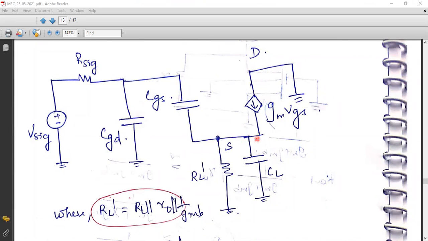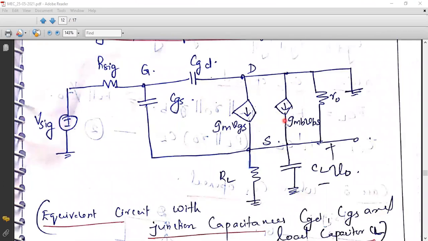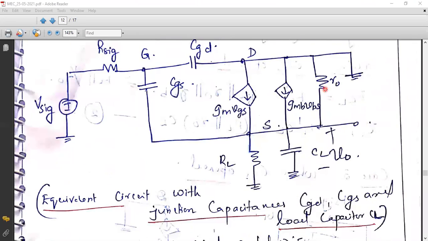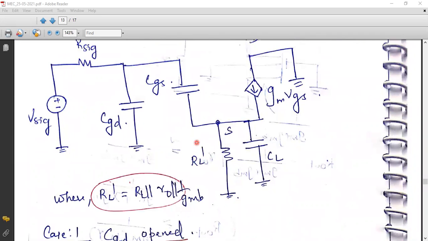I'm going to redraw in this particular manner. What is the change? I have excluded this GMB VBS, and also I have excluded R0 because I need to make it short. I'm drawing a more simplified diagram. So I'm excluding GMB VBS, I'm excluding R0, and instead of RL, I will put RL dash. I will explain why I have done this modification.